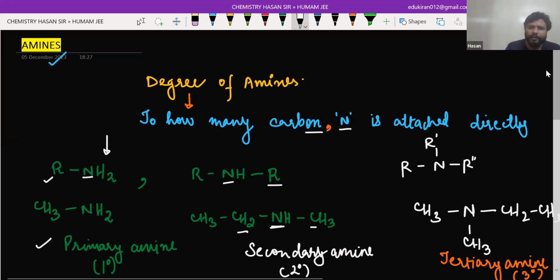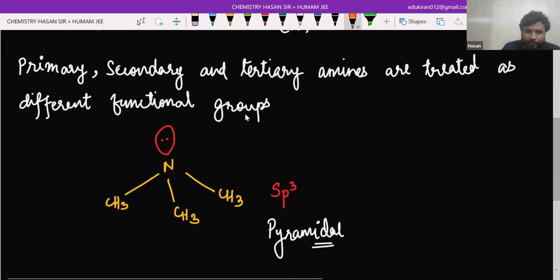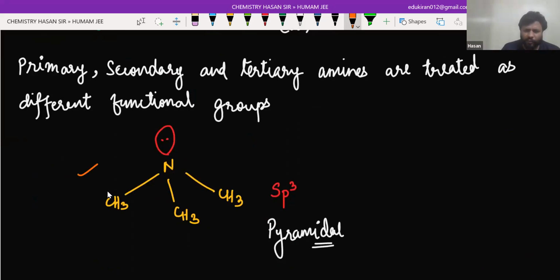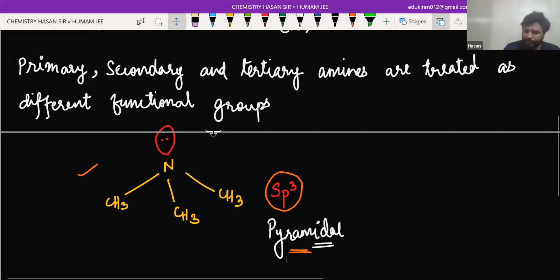And these primary, secondary, and tertiary amines are treated as different functional groups. Plus, this is the structure of amine. If you take NH3 or NH2, basically primary, secondary, tertiary, the hybridization comes out to be sp3, which means the geometry should be tetrahedral, but due to the presence of lone pair, there will be more repulsion and the structure becomes pyramidal. Please take a screenshot. Done.